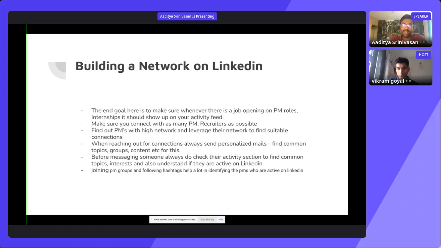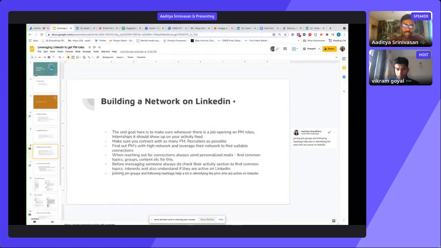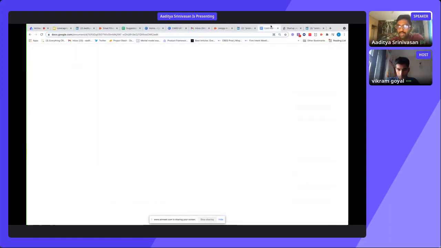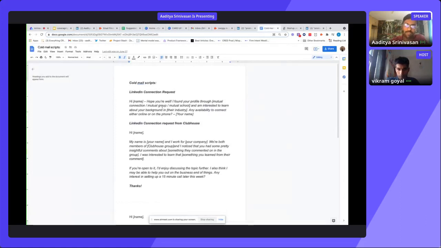When you want to build this kind of a network, it is very important to send personalized connection requests. What I mean by personalized connection request is that when you're reaching out to someone, you don't just send them a connection request, but you also tell them why you want to connect with them. I will send this later, but a basic connection script is: I found your profile through this mutual group or mutual school, and I'm interested to learn about your background in this industry. Or you can just say that I'm very interested in your work experience and I want to learn more about you. Always send a basic communication script, and obviously personalize it for the person you want to meet.